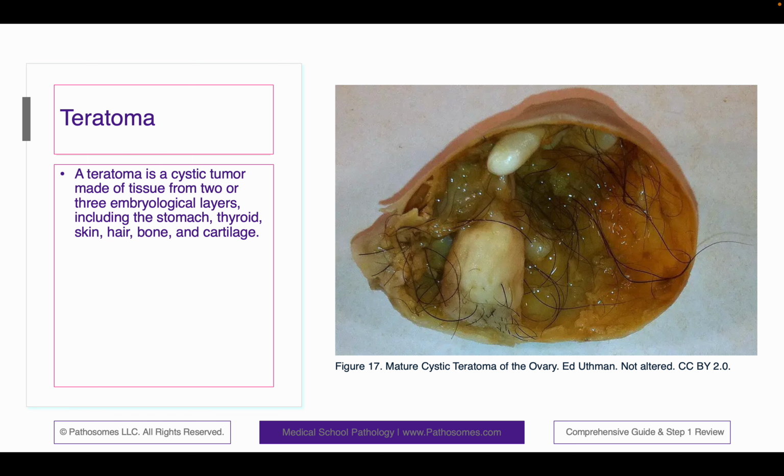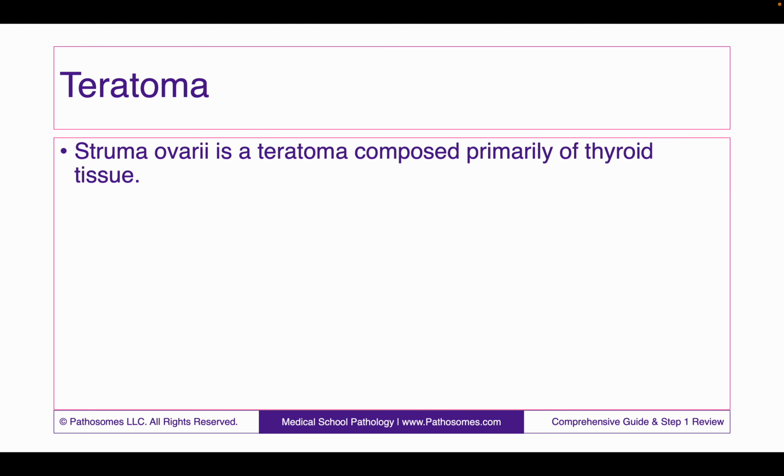A teratoma. A teratoma is a cystic tumor made of tissue from 2 or 3 embryological layers, including stomach, thyroid, skin, hair, bone, cartilage. Is that a tooth in there? Is that hair? And a particular type of teratoma known as struma ovarii is quite unique in that it is a teratoma composed primarily of thyroid tissue.